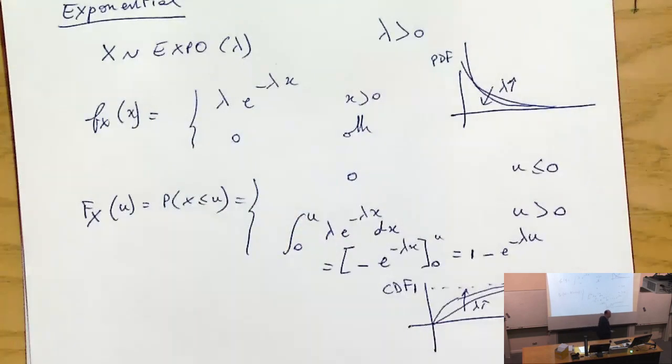So where do we use this? We'll see this in a moment, but actually this is used to model, for instance, components that do not age. So I will explain this in a minute.